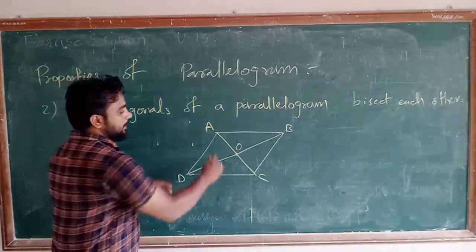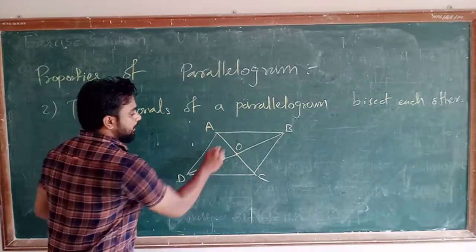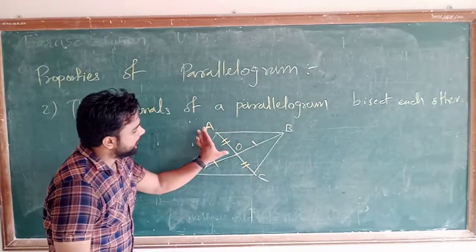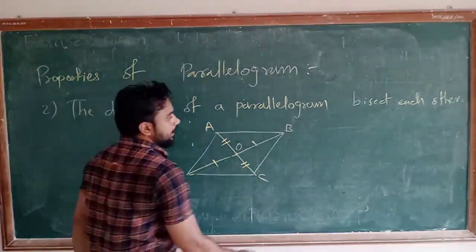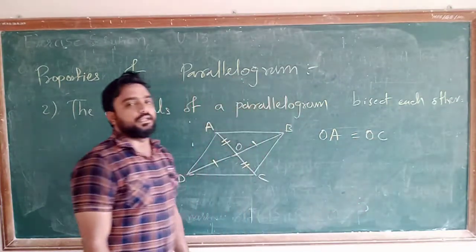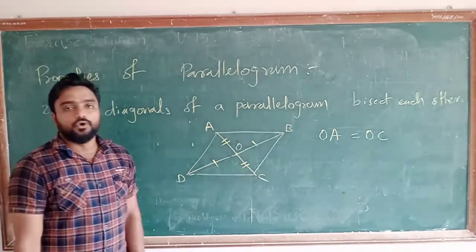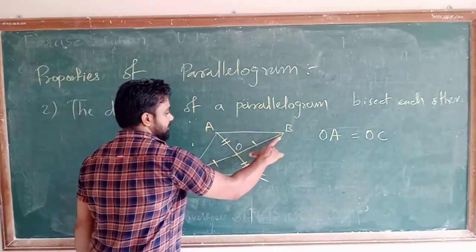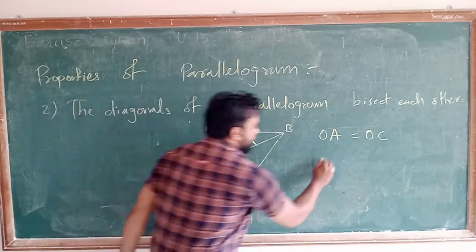That means what? कि दोनों ही diagonal जब intersect करेंगे तभी हर एक diagonal के दो equal part बन जाएंगे इस तरह. That means what? This part of a diagonal is equals to this part of a diagonal. That means what? I can write it as OA is equals to OC. That is the length of OA is equals to the length of OC. Understand or not? And in the similar way, this diagonal means this part is equals to this. That means what? OB is equals to OD.